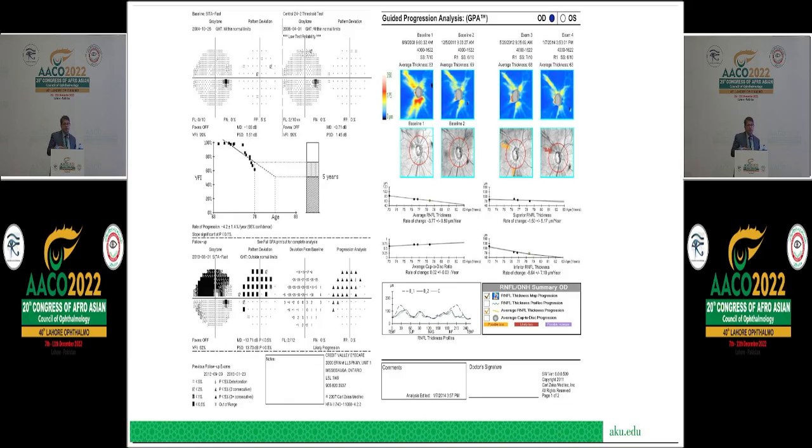In visual fields, we use a combination of trend analysis. So we could use MD or VFI.